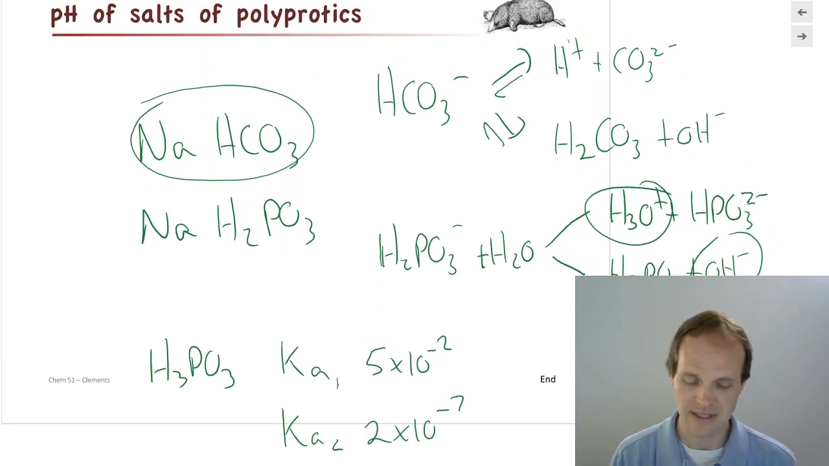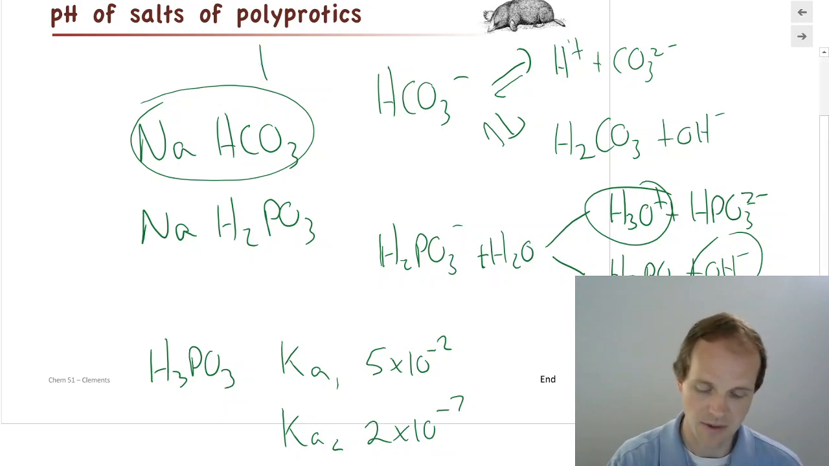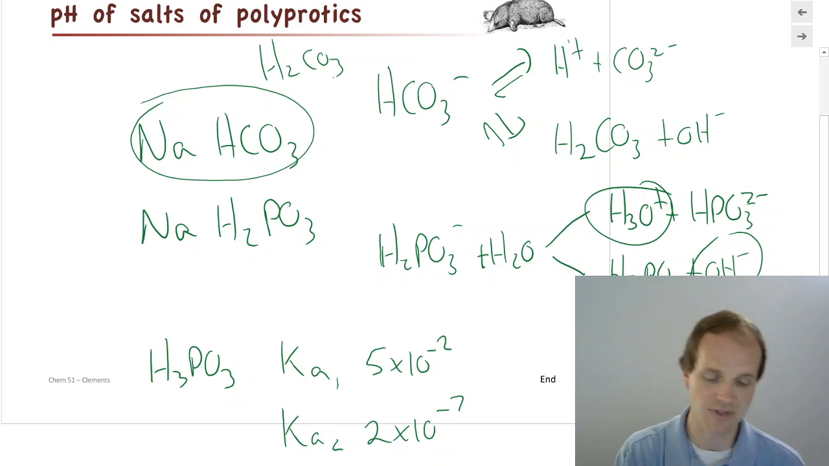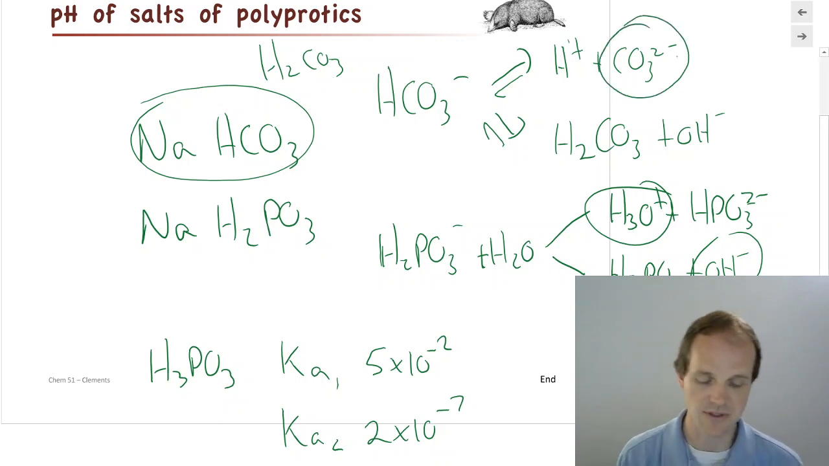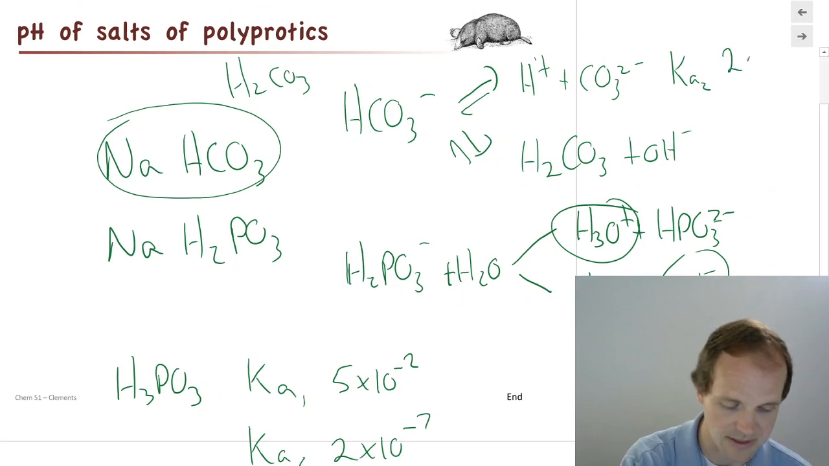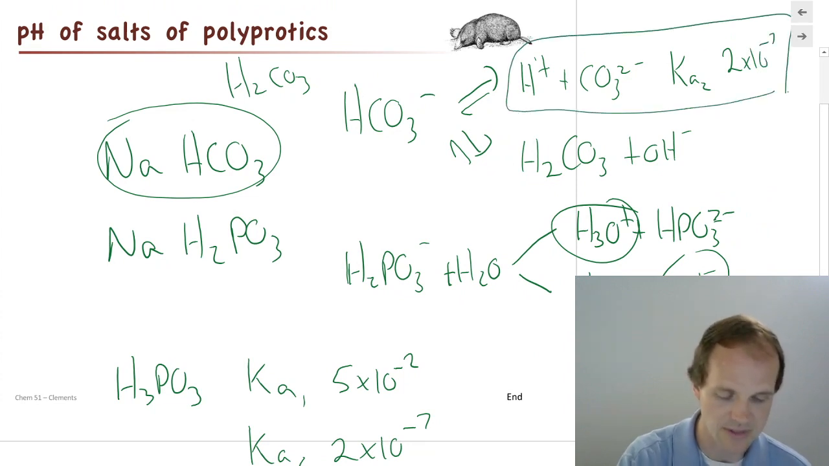Hopefully you remember that the Ka1 is when you lose your first proton, the Ka2 is when you lose your second proton, the Ka3 is when you lose your third proton. So we have to decide here, what are we losing? Our primary one is H2CO3. That's our carbonic acid. So we lose our first proton, we get HCO3. We lose our second proton, and we get CO3 2-. So this reaction is actually Ka2, and that's going to be 2 times 10 to the minus 7. Okay, so that is for this reaction.